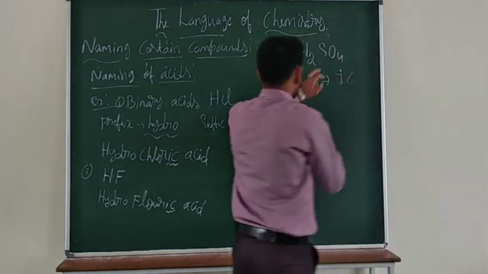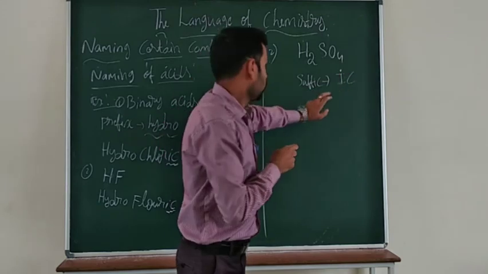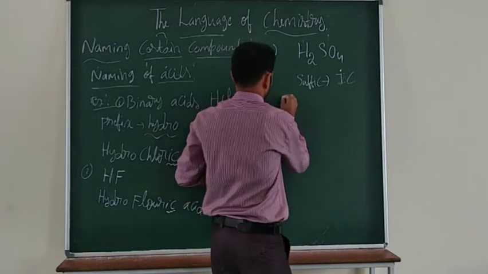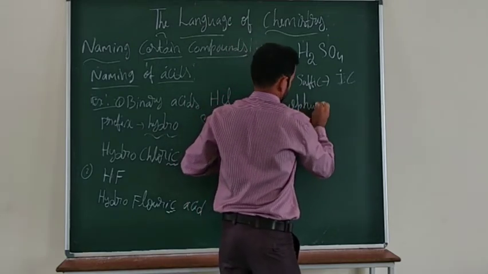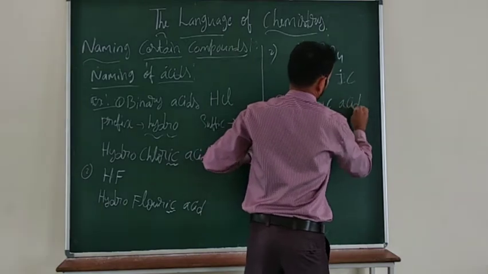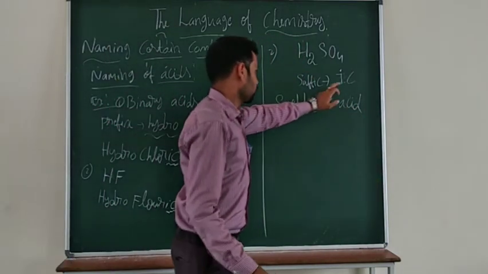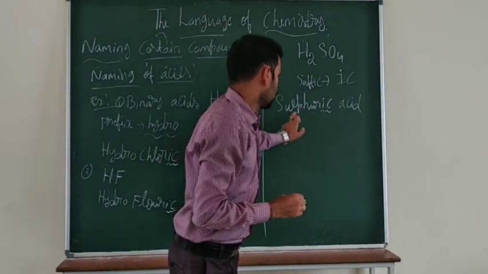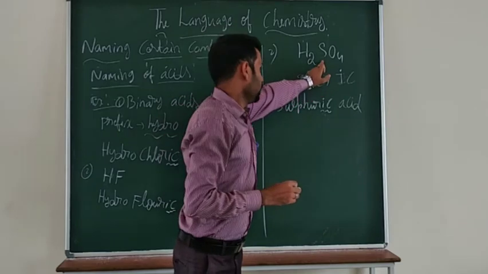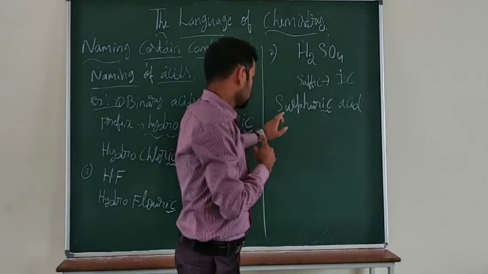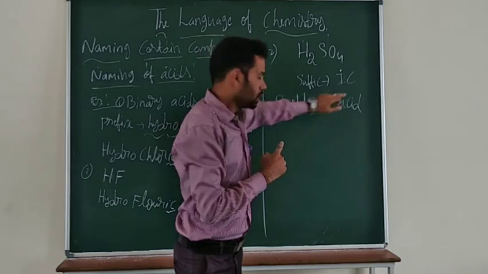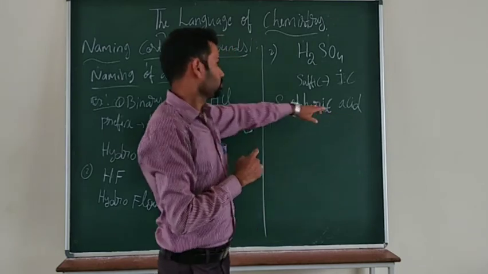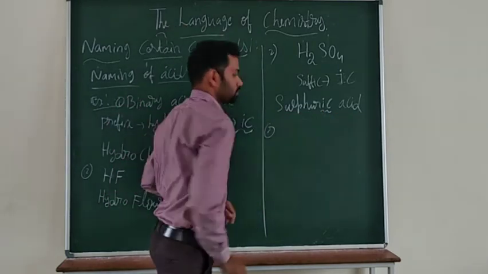The second element is sulfur, so we use the suffix IC. So sulfuric acid. Suffix IC, based on the second element. Yes, the second element is sulfur, so that's why we use suffix IC. Sulfuric acid. Understood?